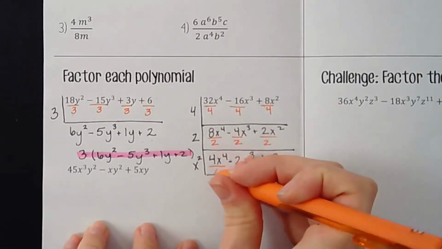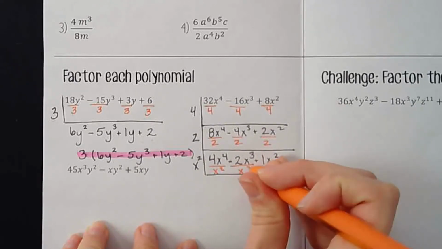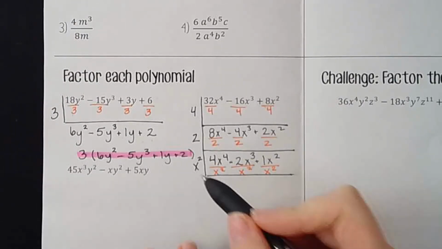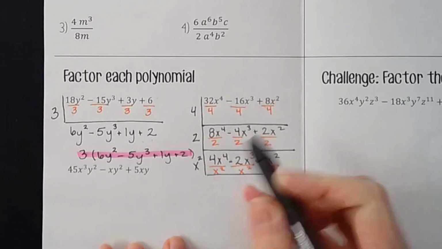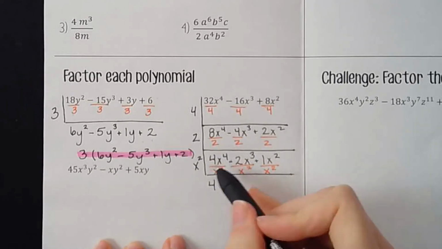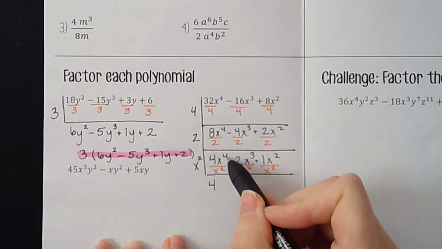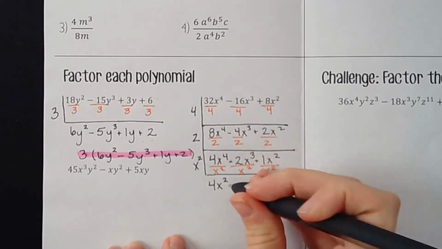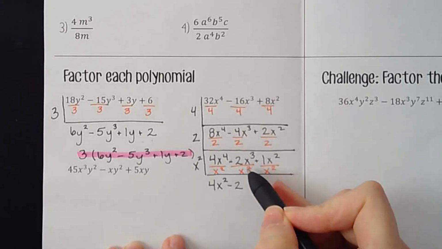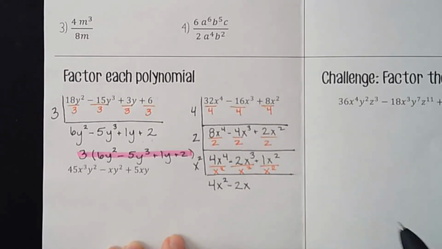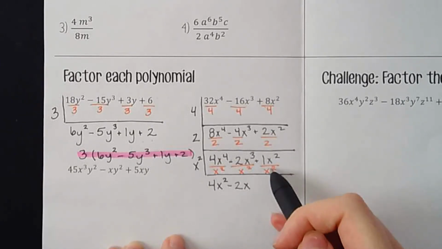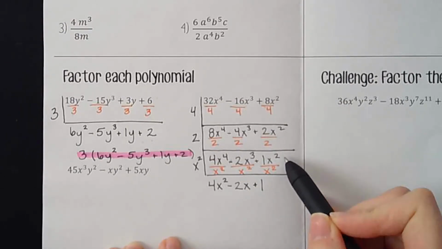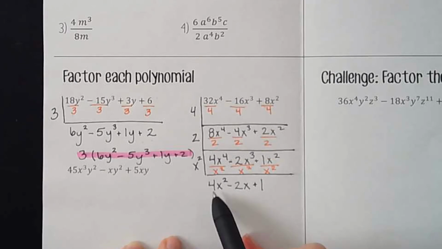So I divide my first term by x squared, my second term by x squared, and my last term by x squared. My 4 is going to stay the same in this division problem. X to the 4th divided by x squared, I subtract my exponents, so that's x squared. My negative 2 is going to stay the same here. X to the 3rd divided by x squared, well, that's just x. 1x squared divided by x squared, I'm going to have that 1, and x squared divided by x squared would cancel each other out. So this is all I'm left with.